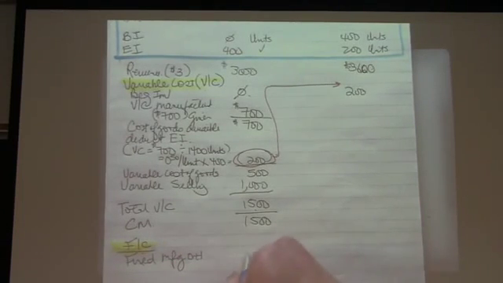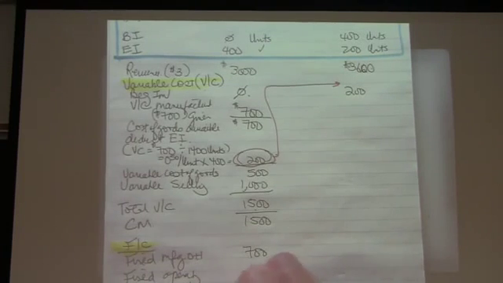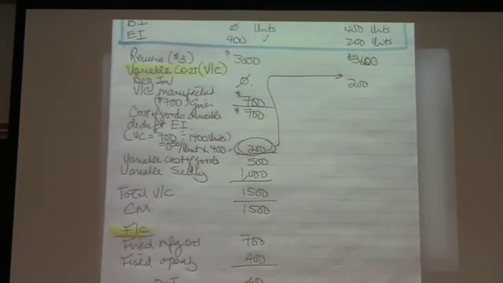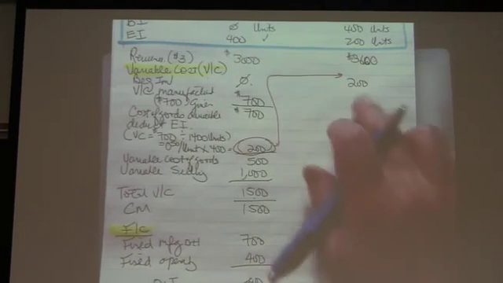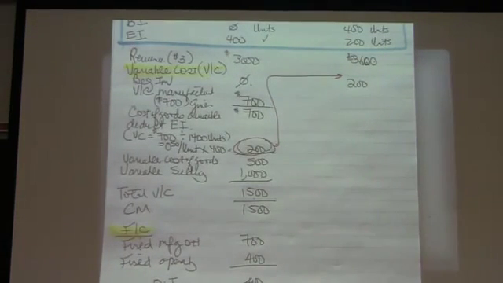And that is 700. That's given to us. And fixed operating, which is 400, to give us operating income of 400. Okay? That makes sense? And then let's move on to the next column.